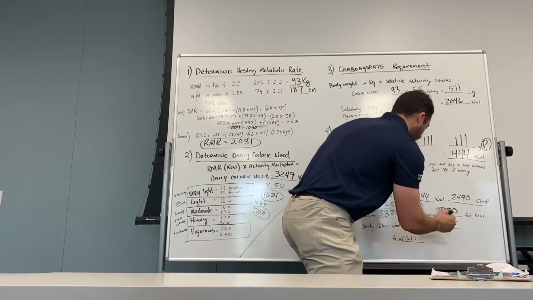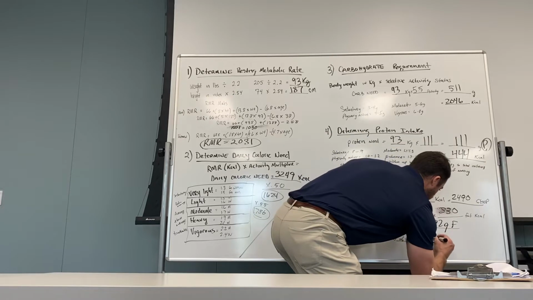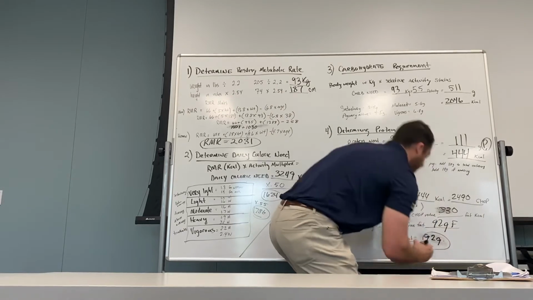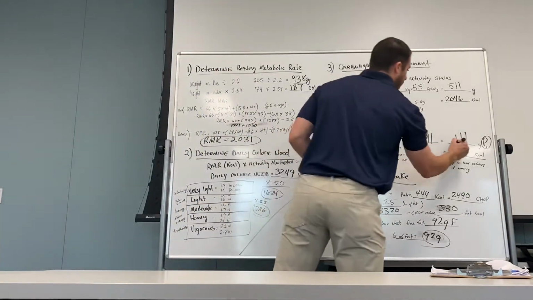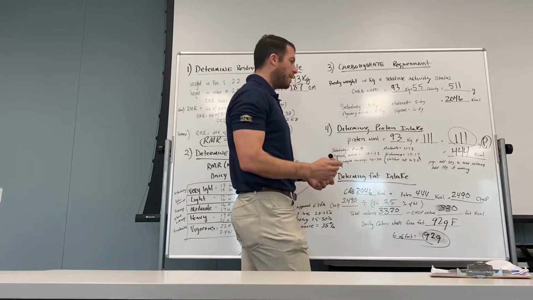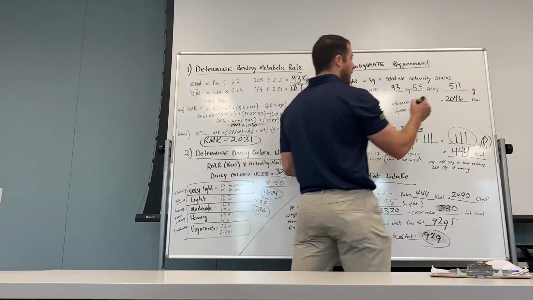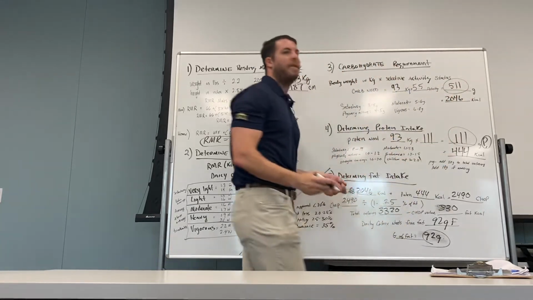And then, so we got 830 is our calories. 92 grams of fat is what we can have. We can have 111 grams of protein, and we can have 500 grams of carbs.